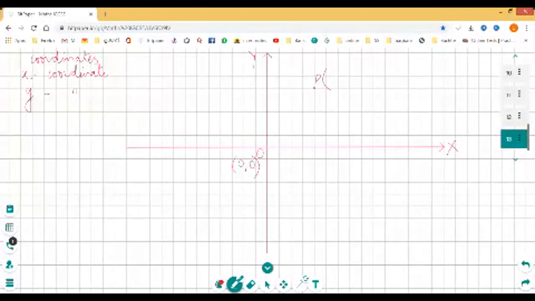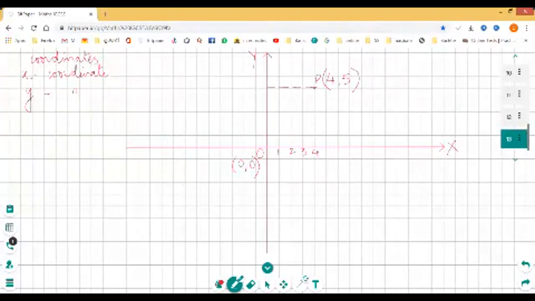So someone can say that the perpendicular distance of this point from the y-axis is 1, 2, 3, 4 units. The perpendicular distance from the y-axis is 4 units. Let's say I call this 1 unit, 2 unit, 3 unit, 4 unit. Fine. Now, what is the perpendicular distance of this point from x-axis? Well, that is 1, 2, 3, 4, 5 units. So I write here 5.